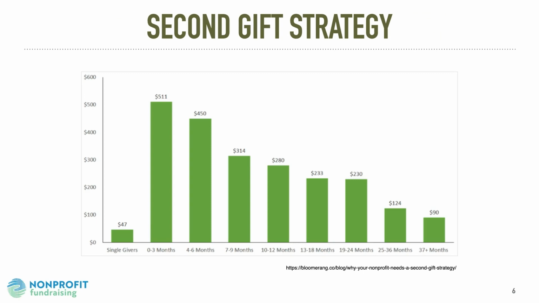So why is this important? Bloomerang did a study of real data, and what they found was that if somebody came into your organization and gave a single gift, then the lifetime value of that donor, if they never gave again, was on average $47. But if somebody comes in and in those first 90 days, they give you a gift and then they give that second gift, then the lifetime value of that donor is $511. Versus if you look at the data on the chart, a donor who comes in and then gives a gift after 37 plus months, the lifetime value of that donor is $90.